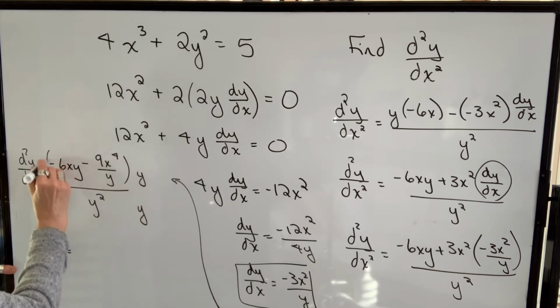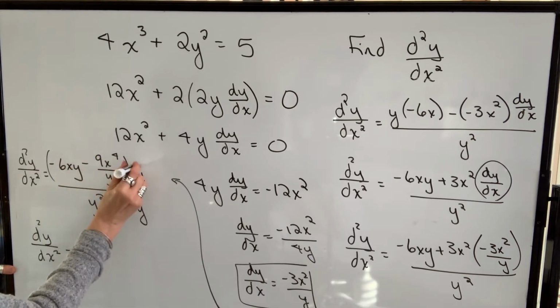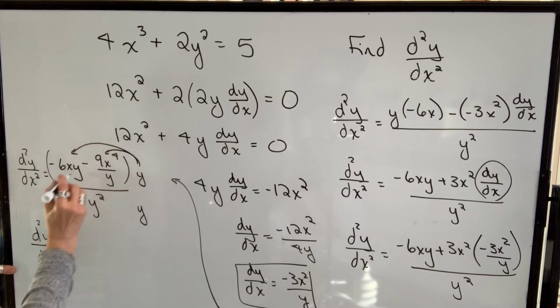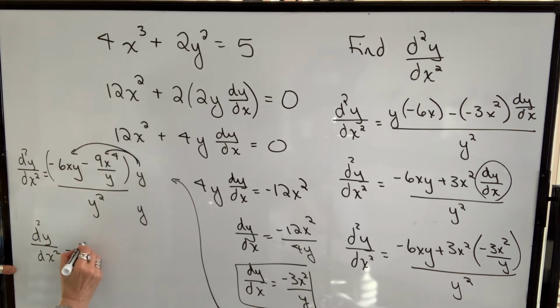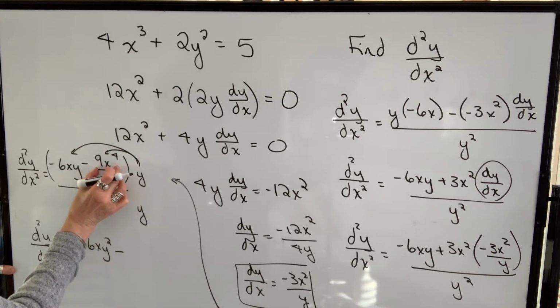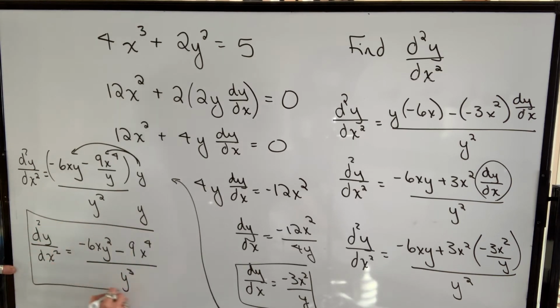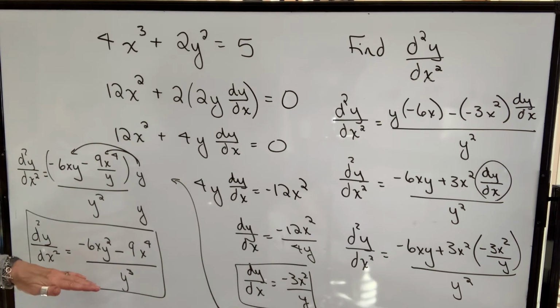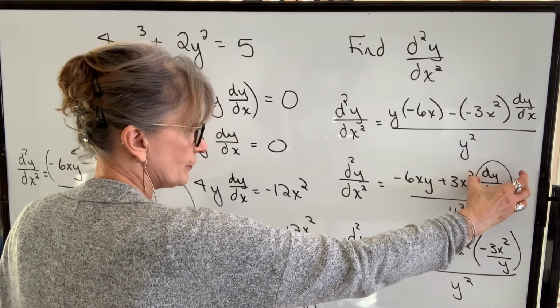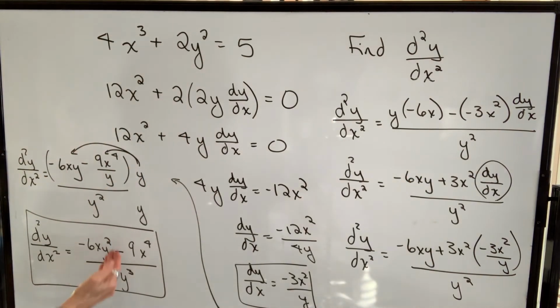So remember, when you multiply an expression by something, you have to multiply each term. So when I multiply my first term by it, I'll get negative 6xy squared minus, when I multiply this term by y, the y will cancel, and I'll have negative 9x to the fourth. And in my denominator, I'll have y cubed. This is how you should express your second derivative. Not in terms of the first derivative and x and y, but just in terms of x and y.